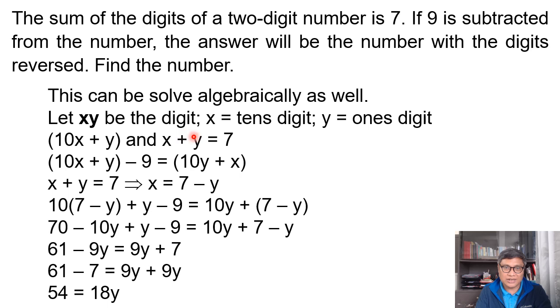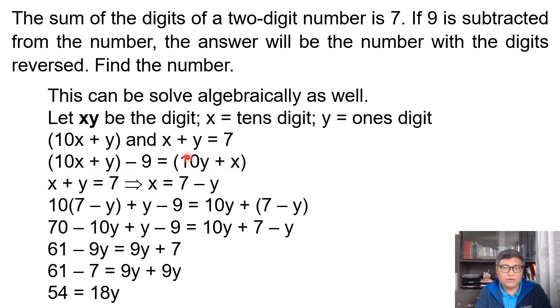Let xy be the digits so that x is the tens digit and y is the ones digit. Then if you're going to rewrite your two-digit number in an algebraic way, that will be 10 times x plus y. And when you add the x plus y digits, the result is 7. Then if I subtract 9 from 10x plus y, my two-digit number, it will be the reverse. It becomes 10y plus x. So the x and the y in the positions will be changed, class.